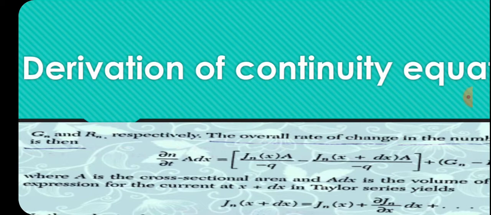If we expand the expression for current at x plus dx in Taylor series, Jn(x+dx) yields Jn(x) plus ∂Jn/∂x dx, and we obtain the basic continuity equation for electrons, that is ∂n/∂t = (1/q) ∂Jn/∂x + (Gn − Rn). A similar continuity equation can be derived for holes, except that the sign of the first term will be changed because of the positive charge associated with the hole. So, ∂p/∂t = −(1/q) ∂Jp/∂x + (Gp − Rp).